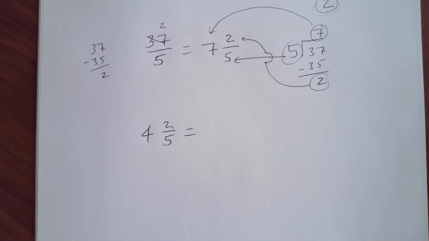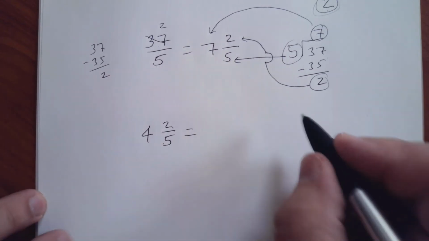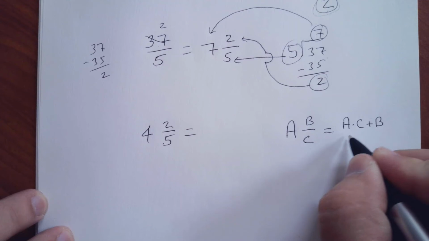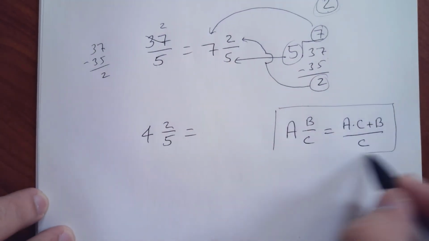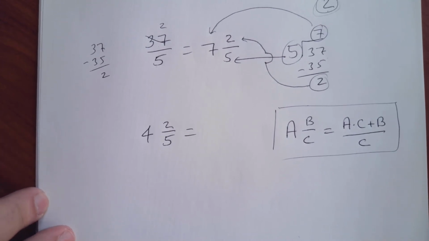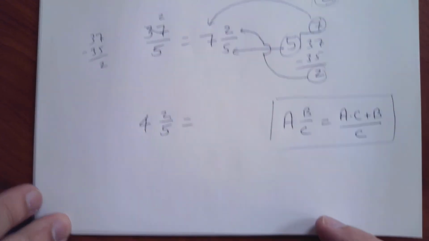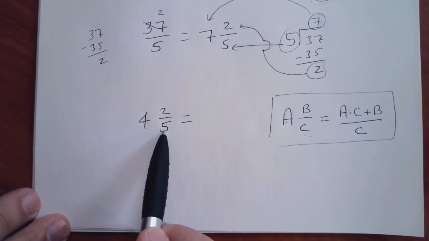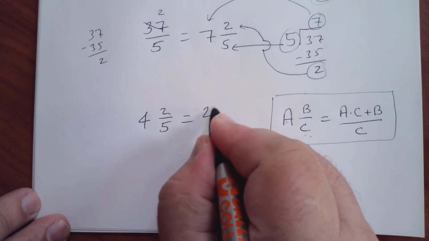Let's convert from mixed number to improper fraction. Let me give you the formula. There is a formula for conversion from mixed number to improper fraction. So A times C, that's what it is, A times C. 4 times 5 is 20, add the top, 20 plus 2 is 22 over 5.